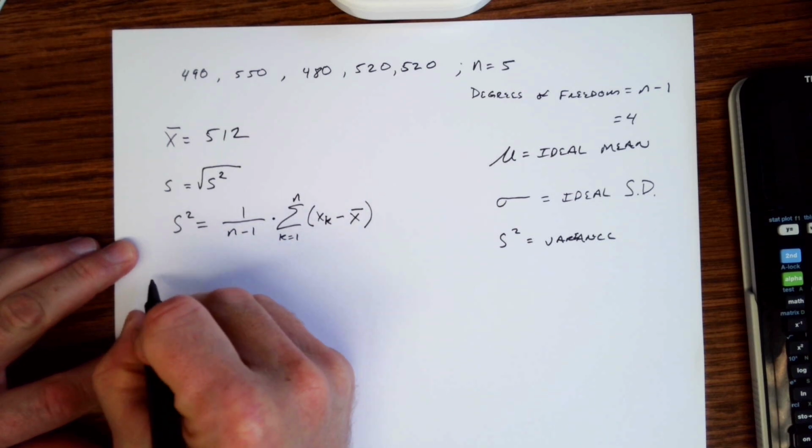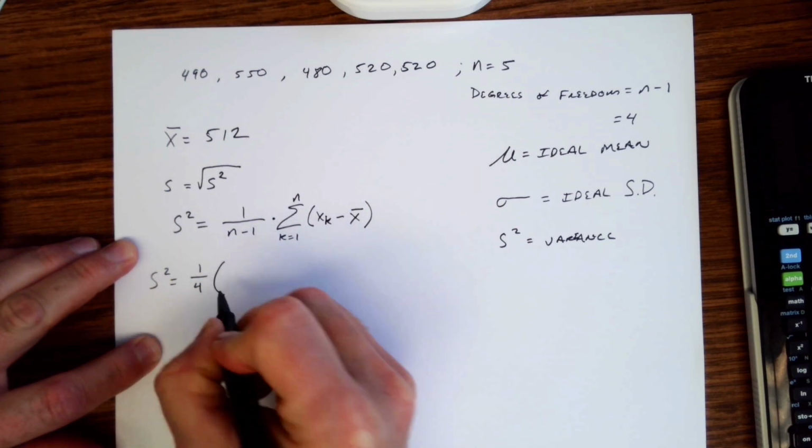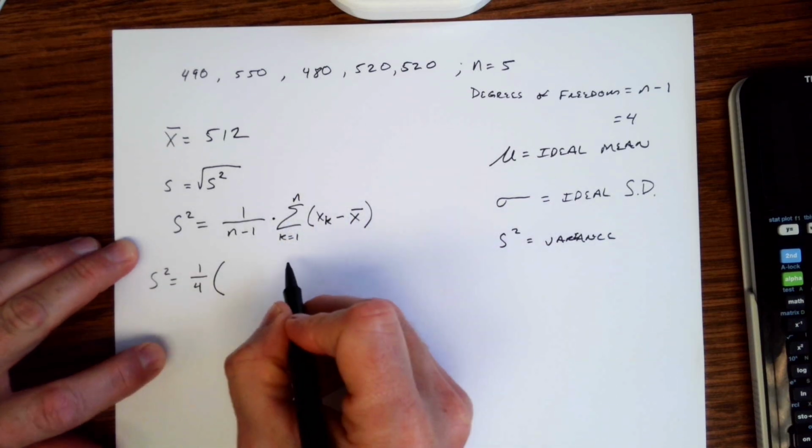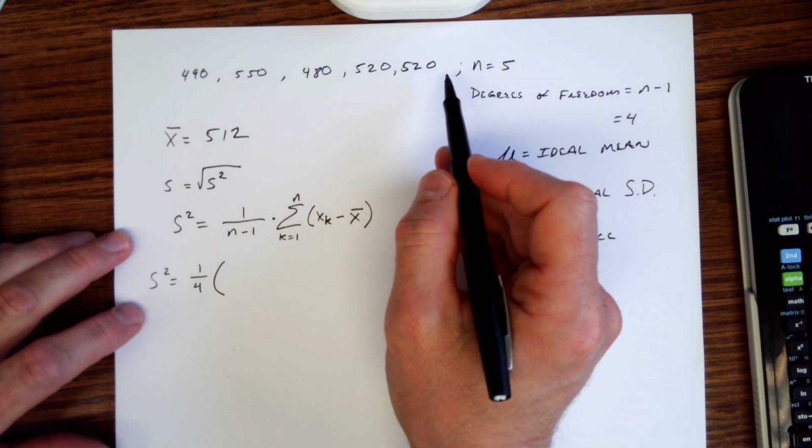So I'll write this out in longhand here. This is going to be 1 over 4 times the summation of each of these pieces. So k equal 1. Now, theoretically, we would do this in order, but it doesn't really matter.